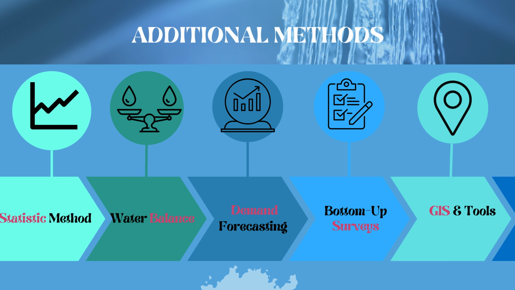While the bottom-up survey method involves talking directly to people in a community to understand their water usage habits. It's like gathering data from the ground by interviewing people within targeted communities. Geographic information systems and specialized software can also be used to analyze data and create maps that show water demand patterns across a region.